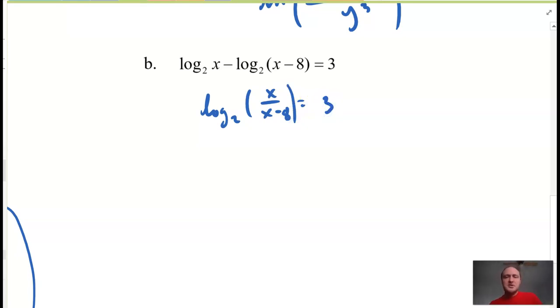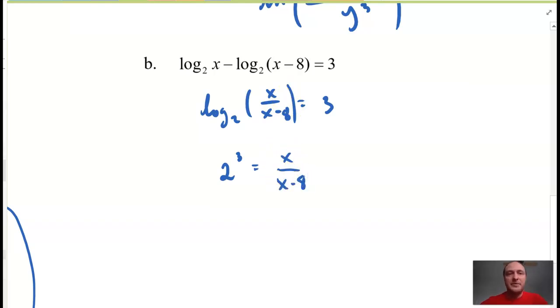So notice this is a logarithm. You can do a couple of things. You can raise each side to the power of 2 to cancel out that log base 2. But I want to show you another way. Notice that I can rewrite logarithms as an exponential. So I want to change the base, or keep the base the same, so base 2. Inputs and outputs switch, so 2 cubed is equal to our input over here, which is x over x minus 8.